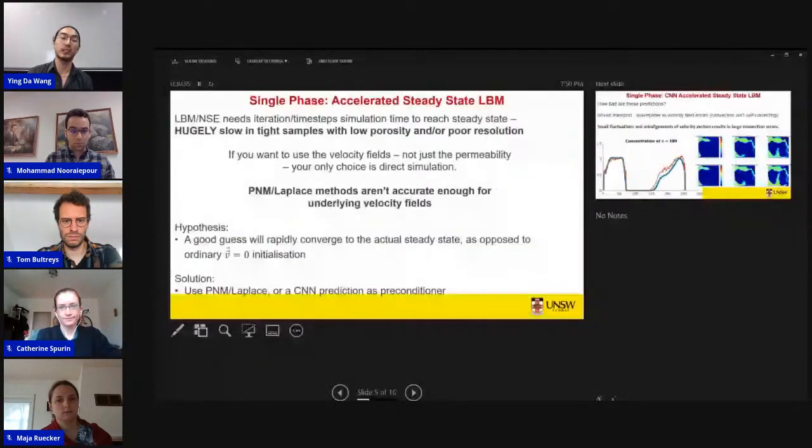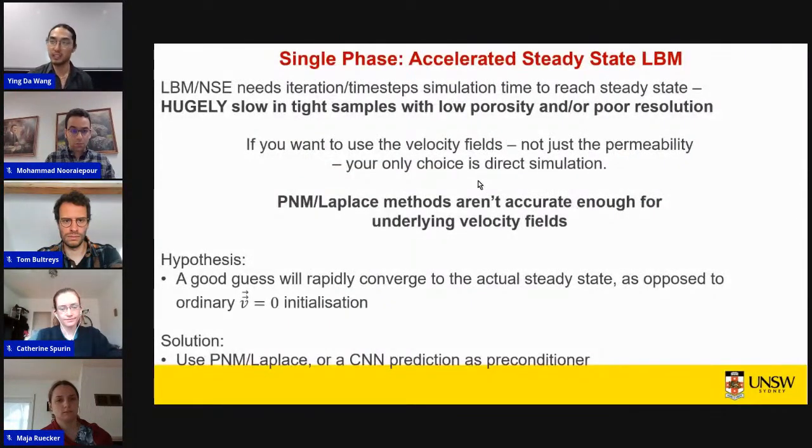But really, I want to focus on what I call accelerated steady state solutions to steady state flow problems. The one thing to note is that when you run direct simulation with Navier-Stokes or Lattice-Boltzmann, the number of time steps or iterations to reach steady state depends on the complexity of your geometry, and it's really, really slow in really tight samples, or samples with low porosity or poor resolution. At the same time, you need to use direct simulation if you want the underlying velocity fields for analysis of other transport phenomena.